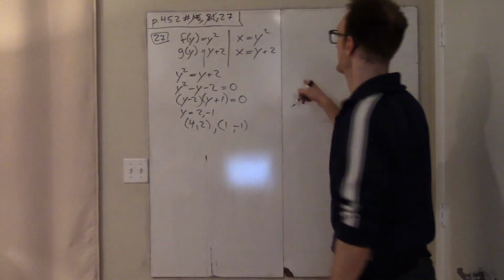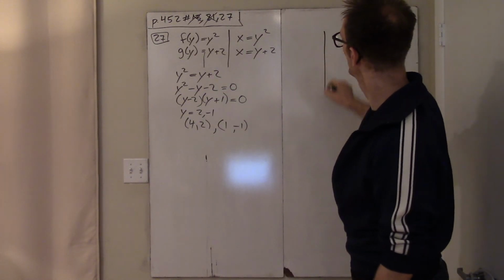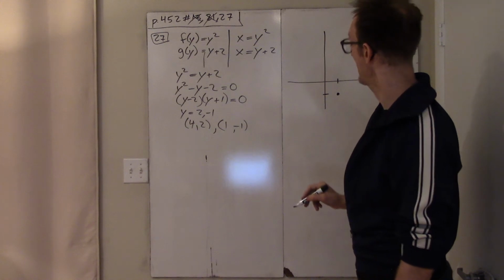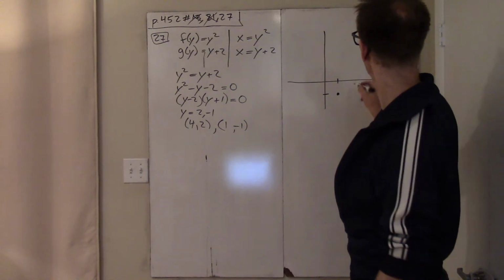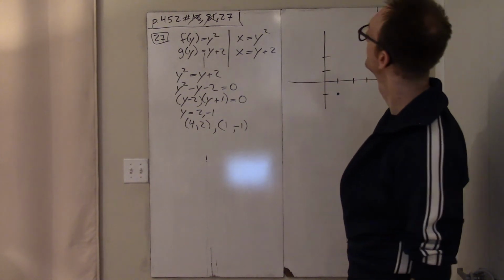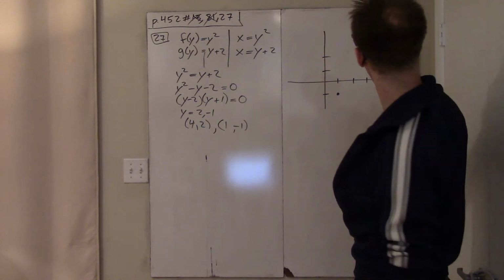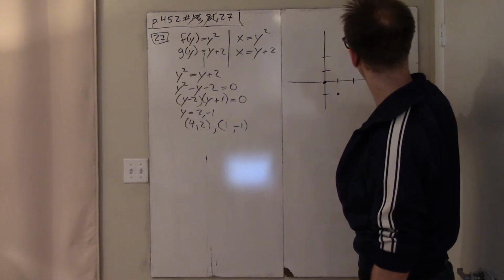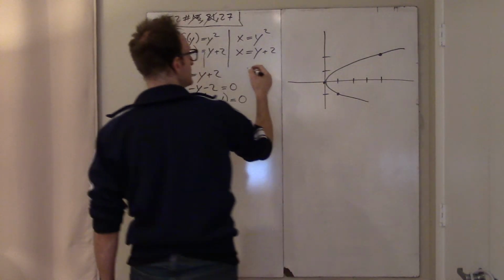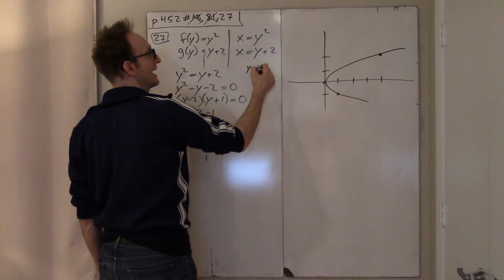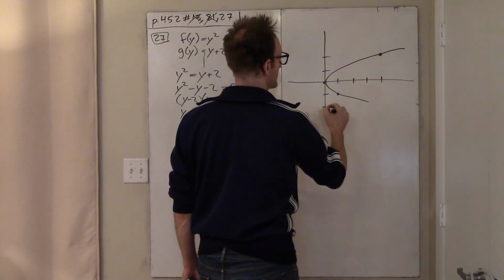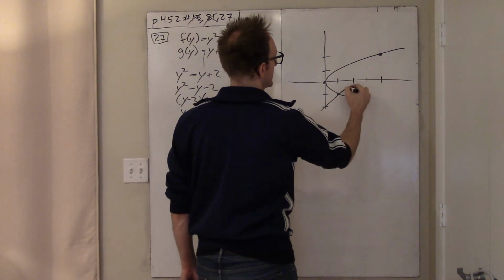Alright, so making a picture of this situation over here, I have 1, negative 1, and 4, 2. And why does this look so bad? x equals y squared. Oh, because I was being dumb for a second. So the x equals y squared parabola looks like that, of course. And then x equals y plus 2 is really like y equals x minus 2. So that's the line that's coming like this.